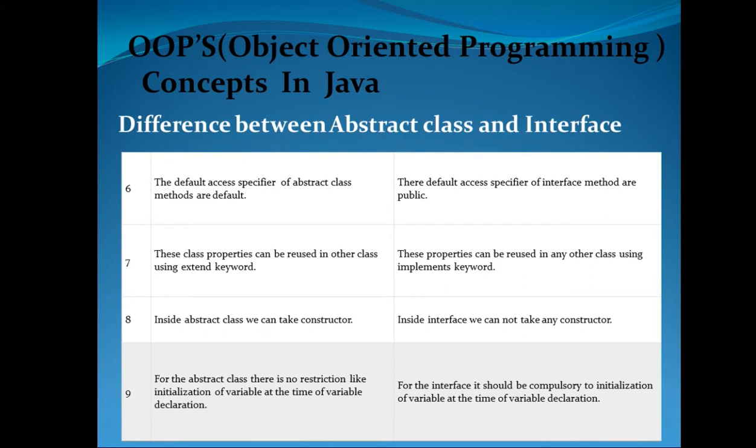The default access specifier for abstract class methods is default. The default access specifier for interface methods is public. Abstract class properties can be reused in other classes using the extends keyword. Interface properties can be reused in any other class using the implements keyword. Inside an abstract class, we can take a constructor. Inside an interface, we cannot take any constructor. For an abstract class, there is no restriction like initialization of a variable at the time of variable declaration. For an interface, it is compulsory to initialize a variable at the time of variable declaration.